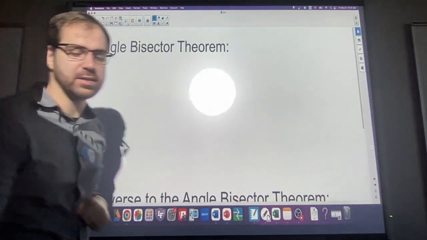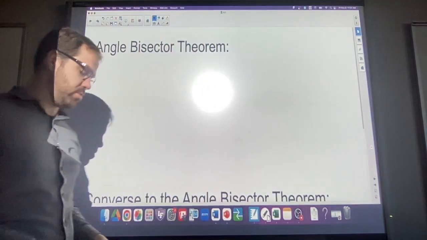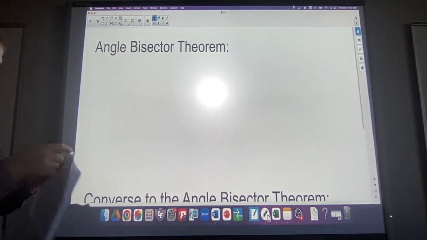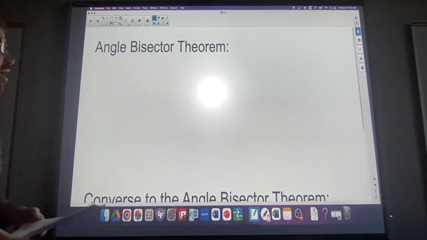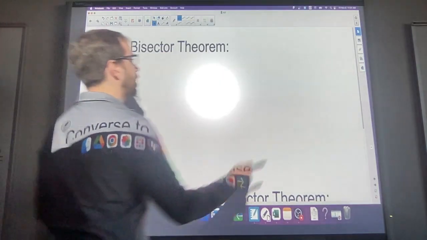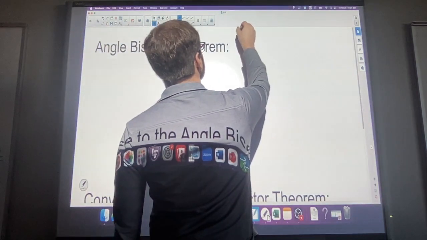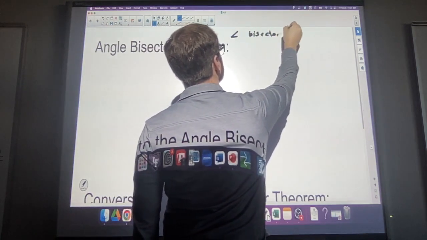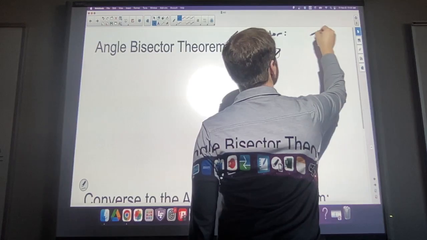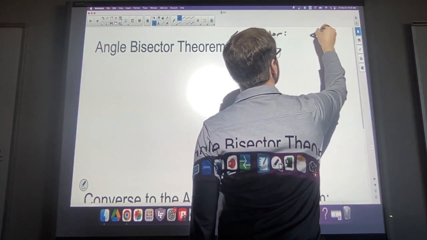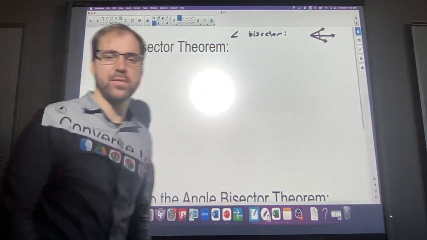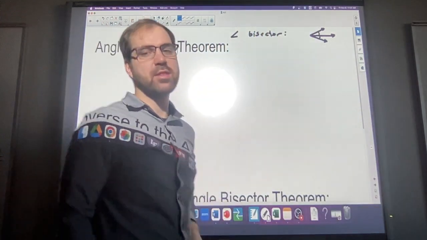All right, angle bisectors, okay? You should know what an angle bisector is, but let's just go over it quick. An angle bisector means that we are cutting an angle in half. It means that you're taking an angle and you're making a third ray in the middle that cuts it perfectly in half, right? If it was 60 degrees, you cut it into 30 and 30.